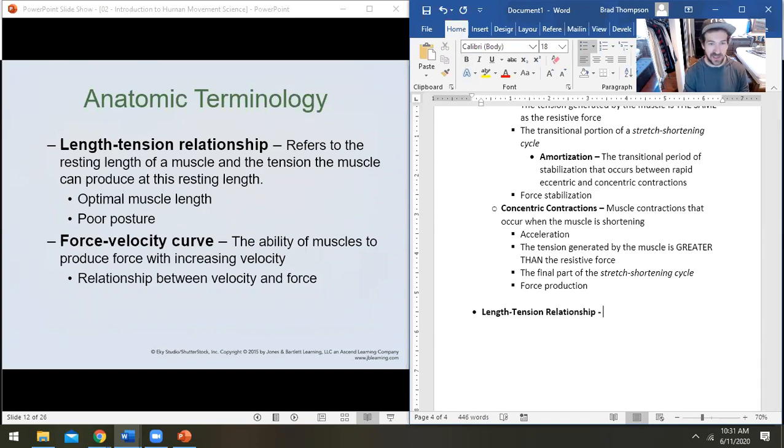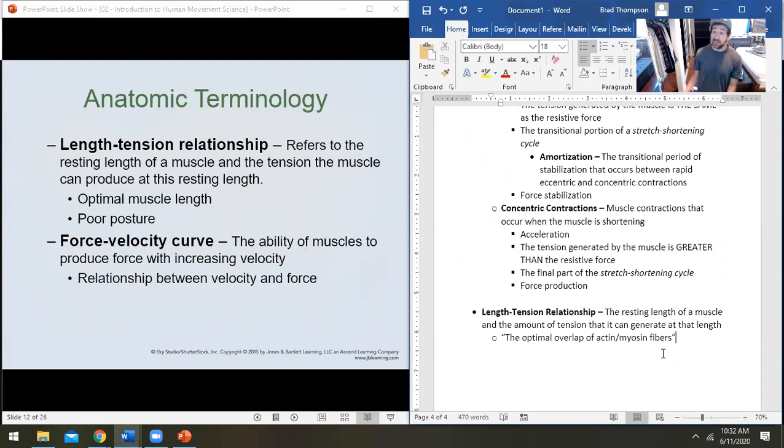Length tension relationship is the resting length of a muscle and the amount of tension that it can generate at that length. You can also think of this as the optimal resting length, the optimal overlap of actin-myosin fibers. That's what a good length tension relationship is. When your muscles sit at the posture they are designed to sit at, they can move really effectively. But if they are pulled into a shortened state or a lengthened state, they cannot move very effectively.